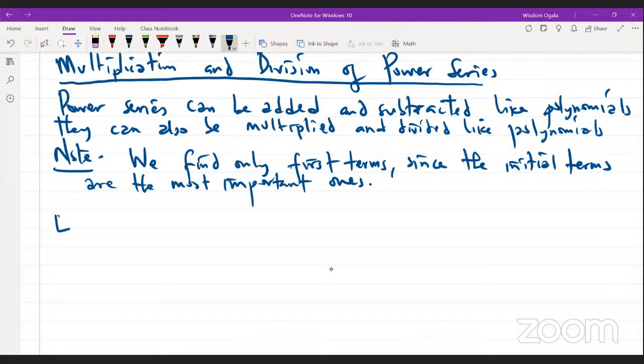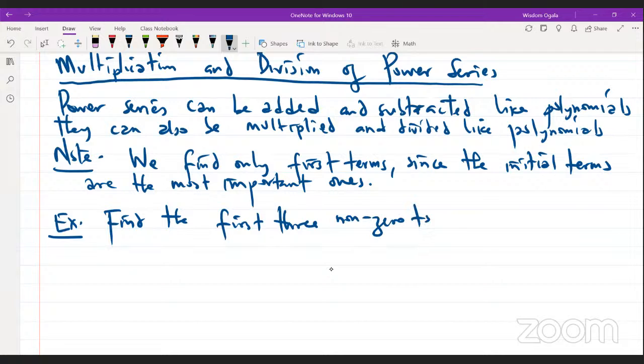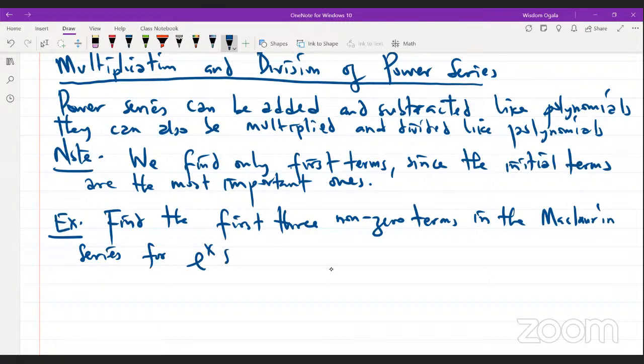Okay, example. Find the first three non-zero terms in the Maclaurin series for e to the x sine of x. Okay, so we need to find the first three non-zero terms. Solution.